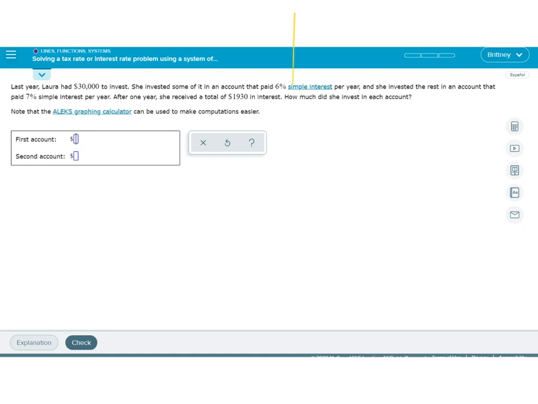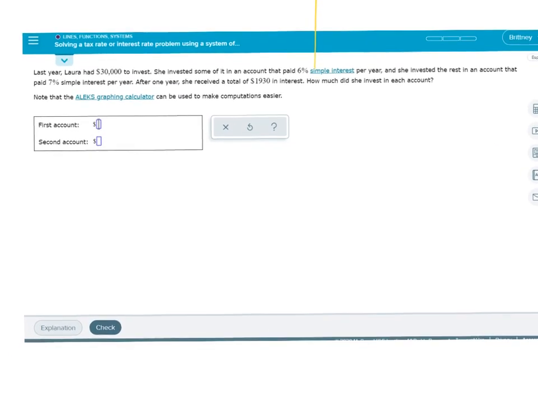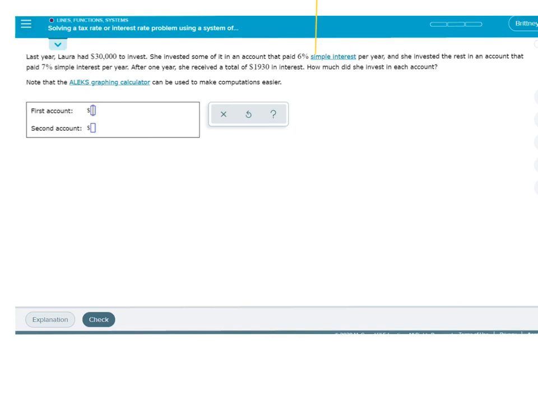we are trying to find how much to invest in two different accounts, one with 6% interest and one with, let's see, 7% interest. So what I would do first is define my two variables, so I'll call them x and y. I'm going to call x the amount that is going to be invested at 6%, and y the amount invested at 7%.